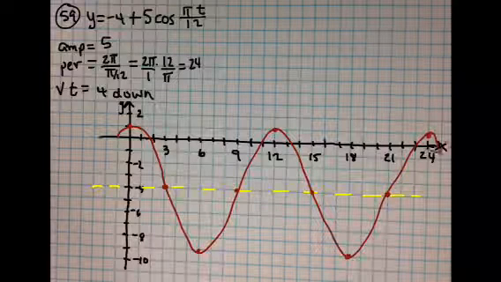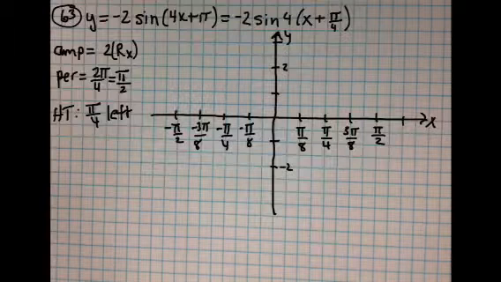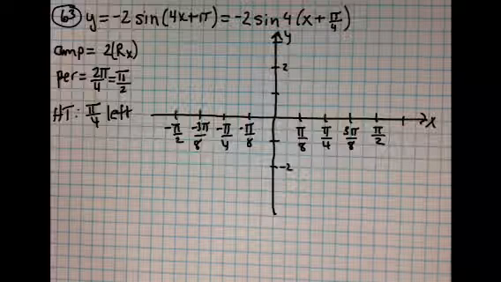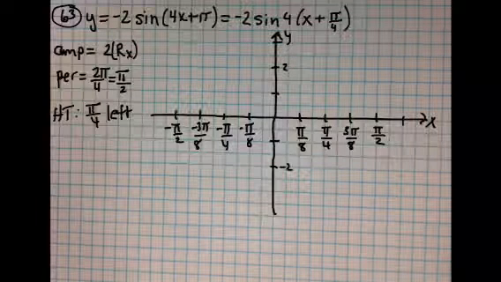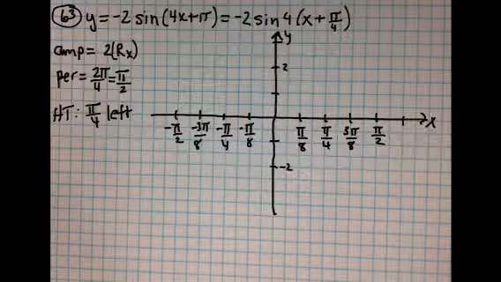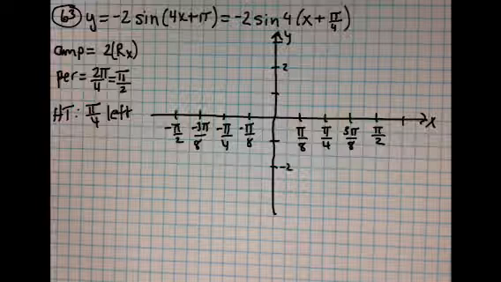Okay, and there it is. So 63 has amplitude of 2 with a reflection because of the negative right here. So it's going to reflect over the x-axis. The period is 2 pi over 4 because this is a 4. And so you end up getting pi over 2 as the period. The horizontal translation is, what I did again is I factored out the 4 from both of these, and I ended up with this. So it's going to be pi over 4 to the left. So I'm going to go ahead and draw pi over 4.